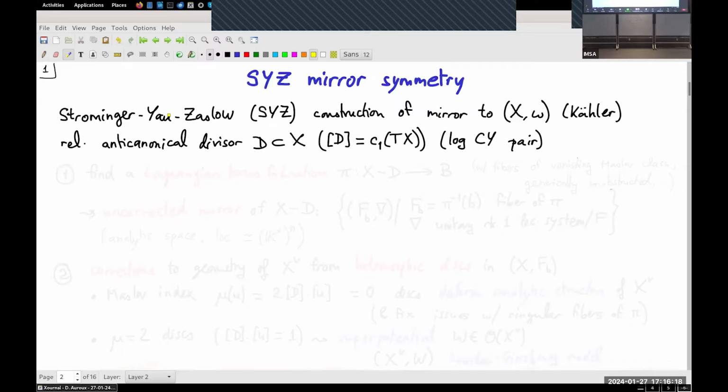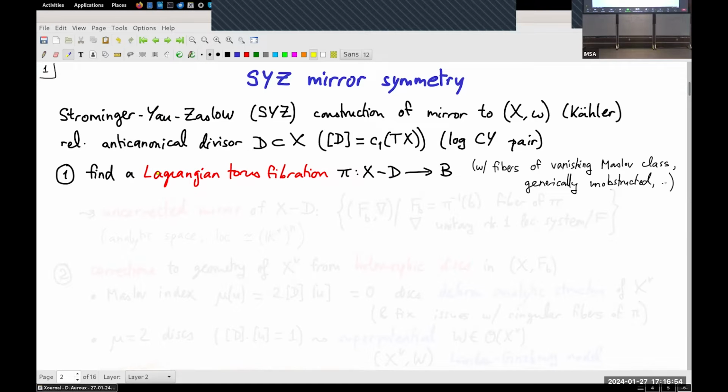So it's a process for constructing geometrically the mirror to a given manifold X, symplectic, but in practice Kahler, relative to some anticanonical divisor in it, D. So you call that a log Calabi-Yau pair, if you want. Now, compared to some recent papers of Gross and Siebert, for example, I'm not going to try to build just a mirror of X minus D, but rather I'm trying to really build a mirror of X, including the divisor.